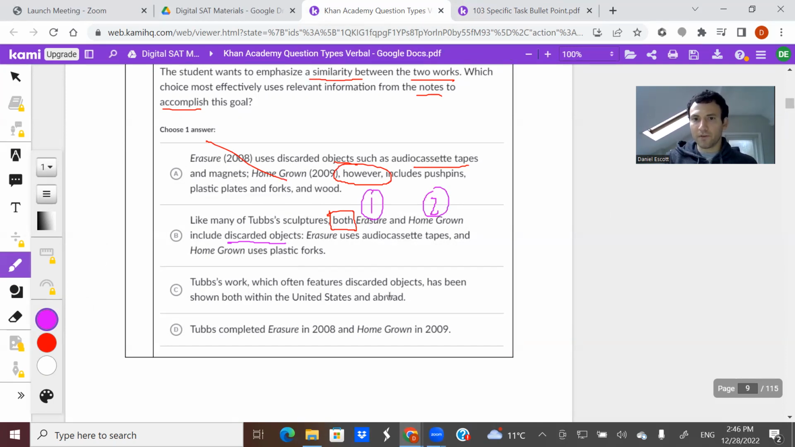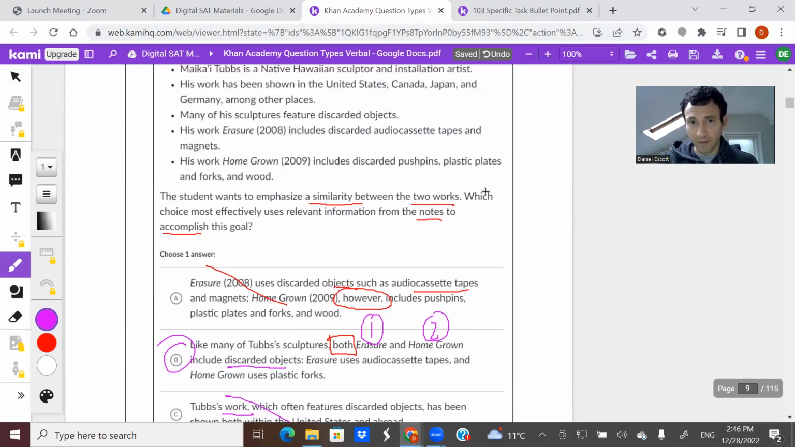Tubbs' work, which often features discarded objects, has been shown both in the United States and abroad. Okay, I'm not comparing the two works or two specific pieces of work. I'm just talking about the artist's work in general. That one's gone. Tubbs completed Erasure in 2008 and this piece of work in 2009. No similarity or comparison being made. We haven't even looked at the bullet points, and the answer has to be B. But we can look at them now.